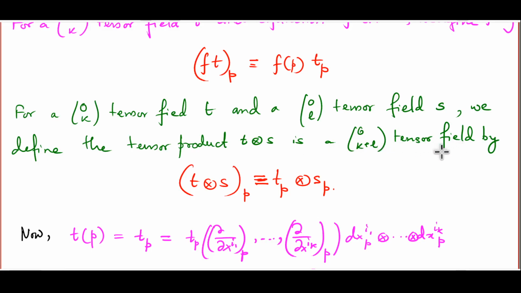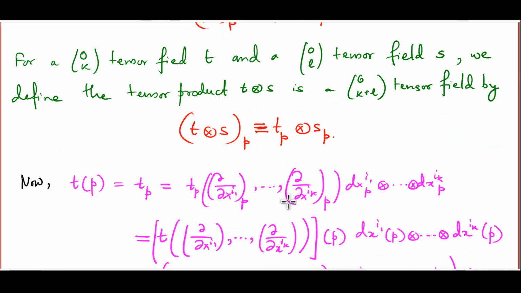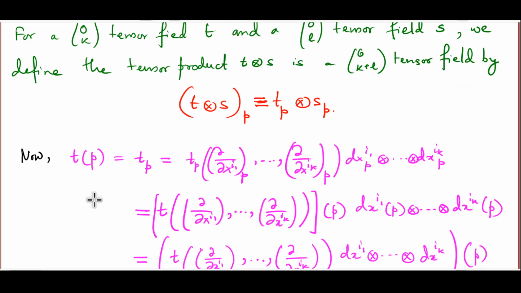And its definition is exactly what you would expect. T ⊗ S, this tensor product field at the point p, is defined to be the tensor product of T_p, the tensor which you get when you apply the argument p to the tensor T, tensor product with S_p. Now, let me remind you that T_p, the value of T at p, can always be written in this form. This is something we had established in the last lecture.